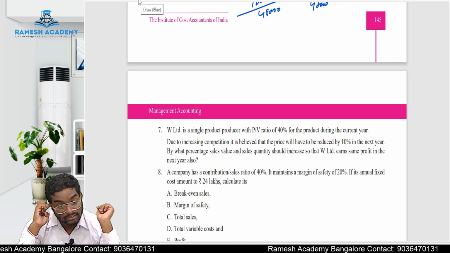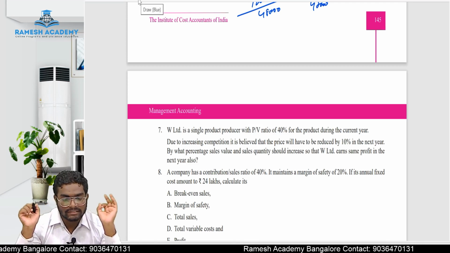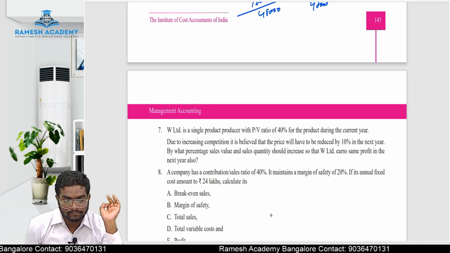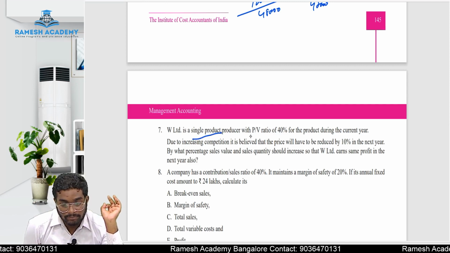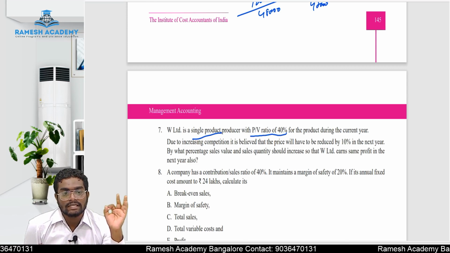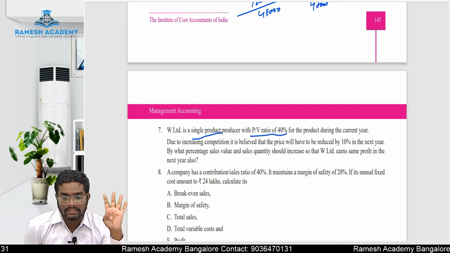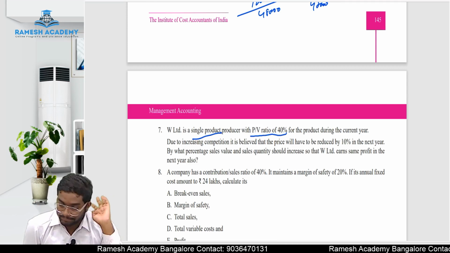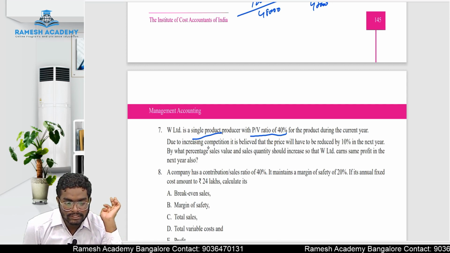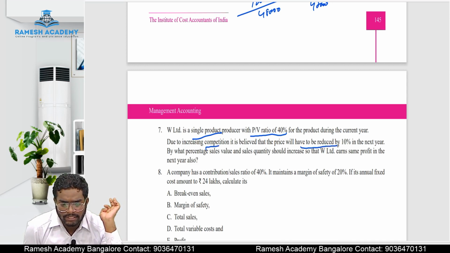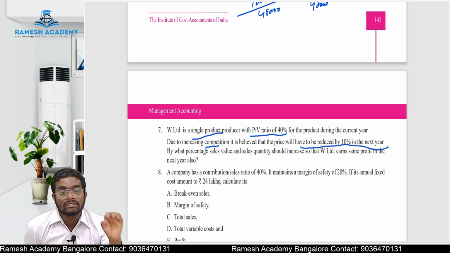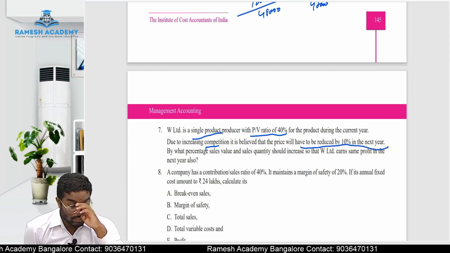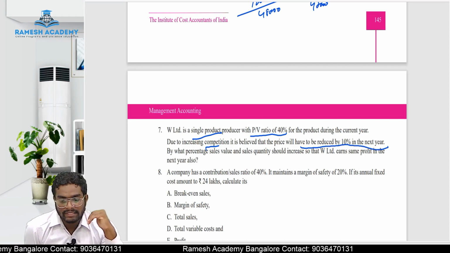So 7th, what they are telling: W Limited is a single product company with a PV ratio of 40% during the current year. Due to the increasing competition, it is believed that the price will have to be reduced by 10% in the next year. So they are telling that the selling price will be reduced by 10%.